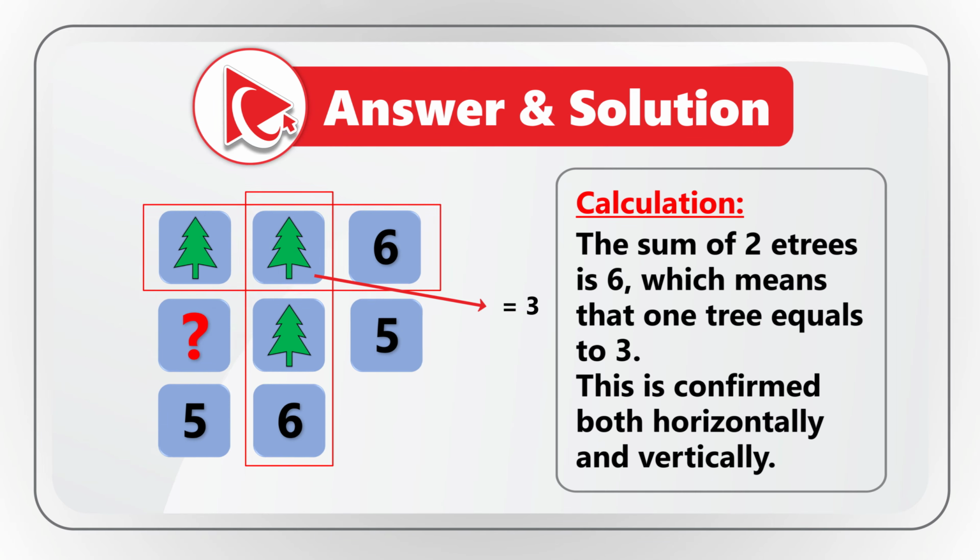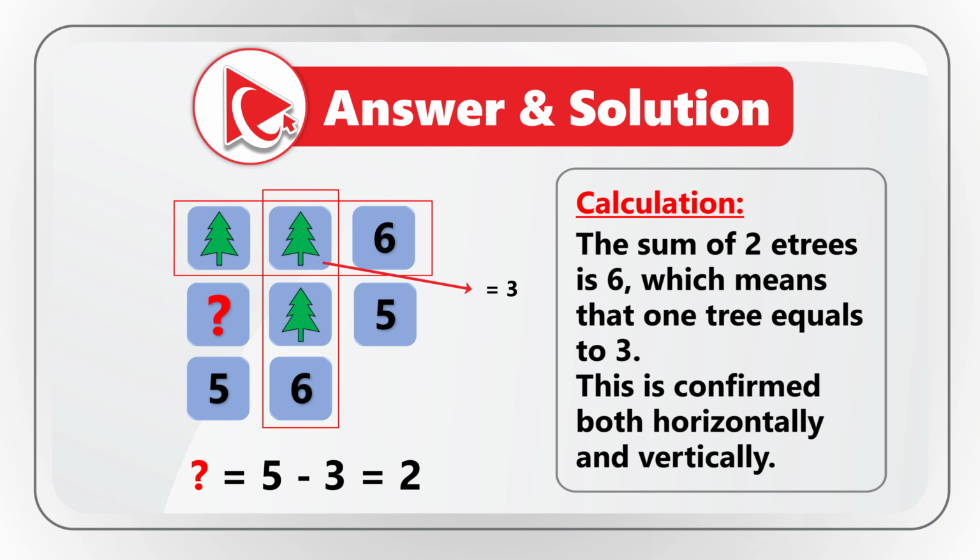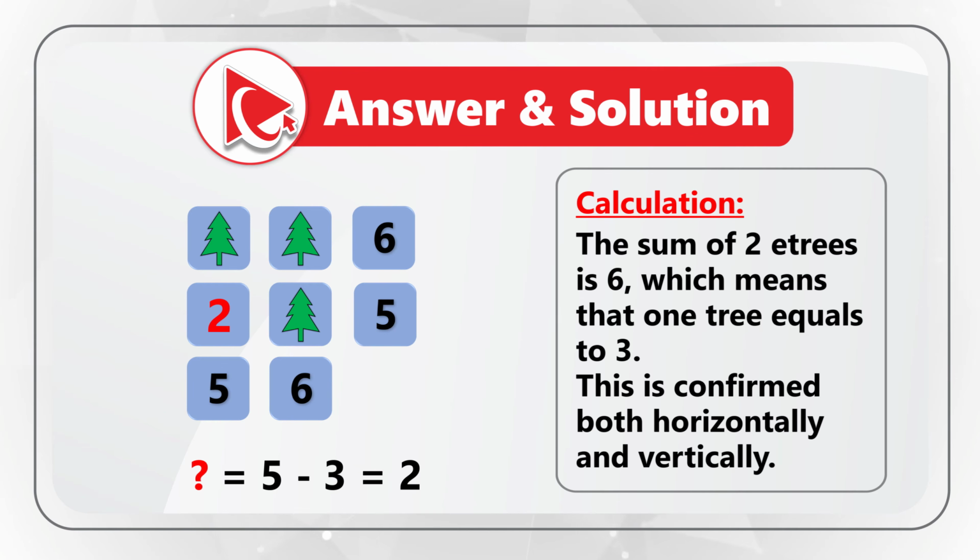The sum of 2 evergreen trees equals 6, which means that 1 evergreen tree equals 3. Now we can calculate the missing number, which would be the result of 5 minus 3, which would be equal to 2. So the correct answer here is choice A, 2. Did you come up with a different answer? Please make sure to post your answer and rationale in comments.